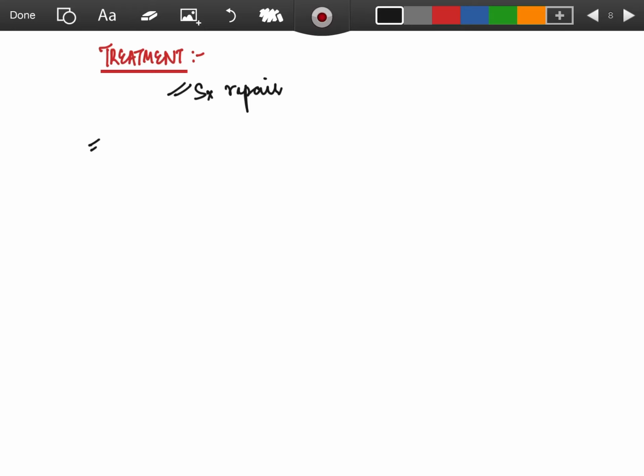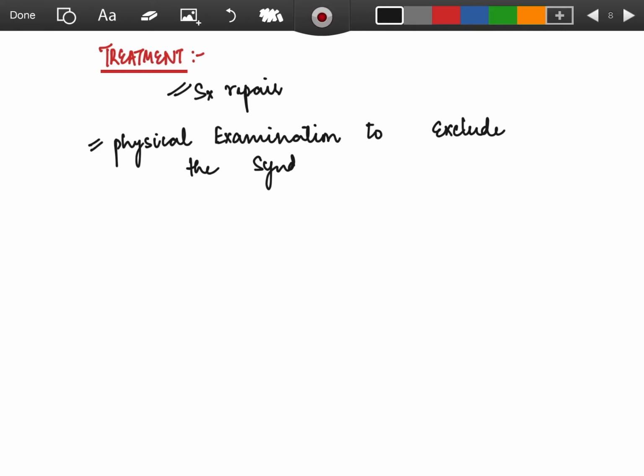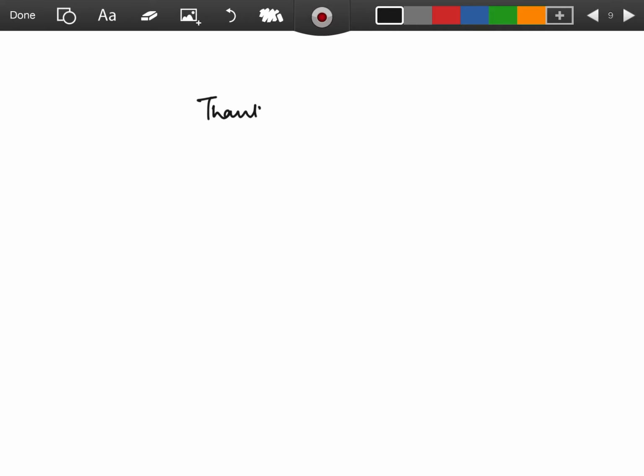So treatment. Basically we go for the surgical repair of the lip. We have to go for the physical examination to exclude any syndrome. So this was all about the lip pits. Thank you.